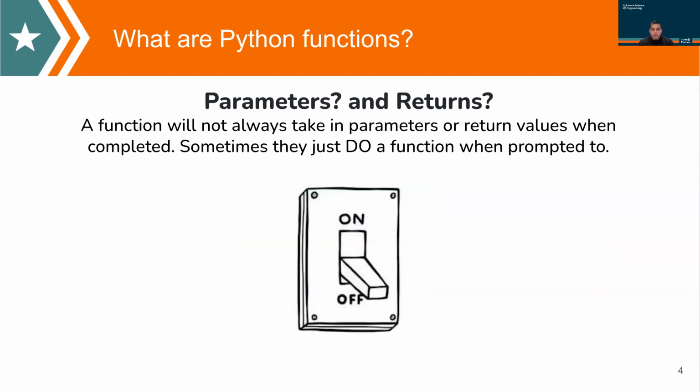However, not all functions require parameters or return values. Consider a light switch. Flipping it triggers an action without needing any input or producing any output. There's just an action always happening, but nothing needs to go into a light switch, and a light switch is not returning anything.